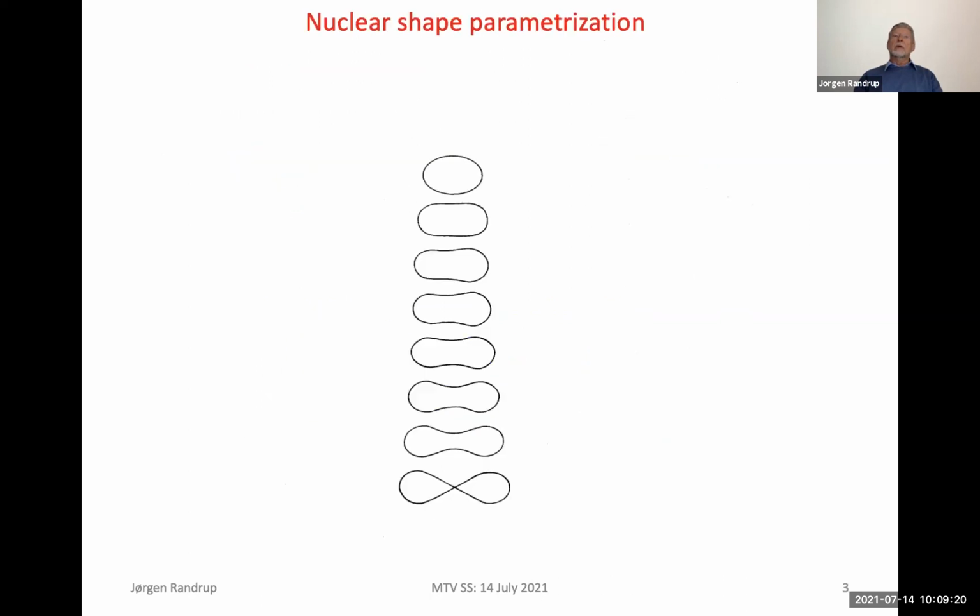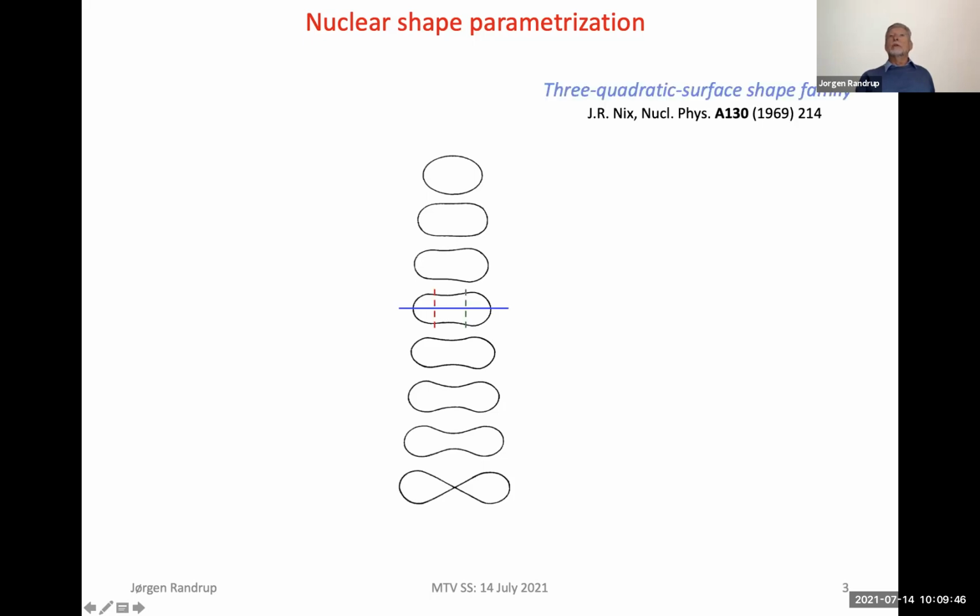And there have been many attempts to develop shape parameterizations that are suitable, and it's not as easy as it may sound. You probably know for small deformations, you can do some Legendre expansions and whatnot, but you have to go from one nucleus to two nuclei, and then it becomes much more difficult to figure out what to do. There are many parameterizations. Most of them are not completely adequate for fission.